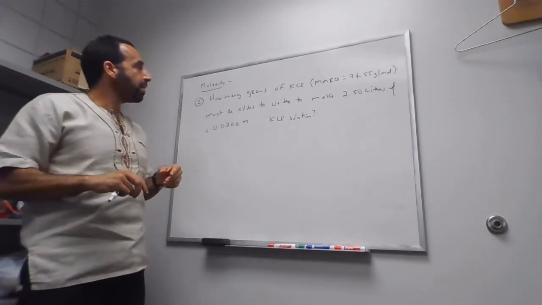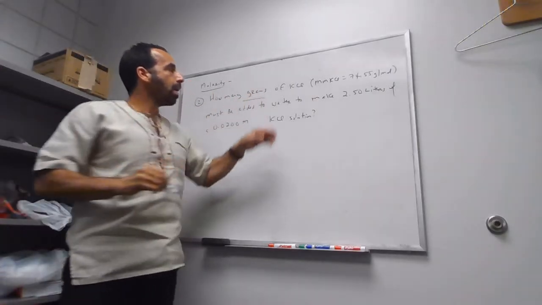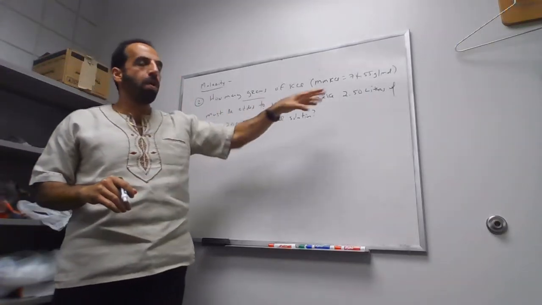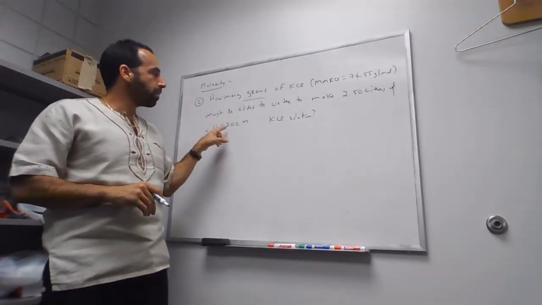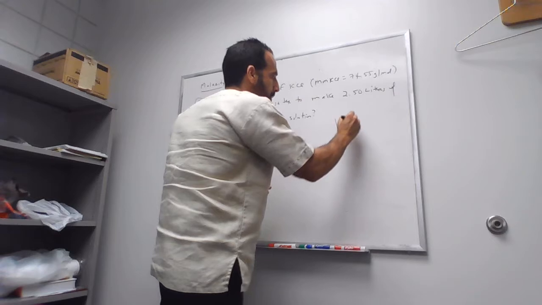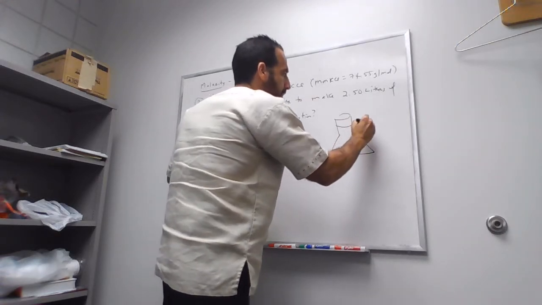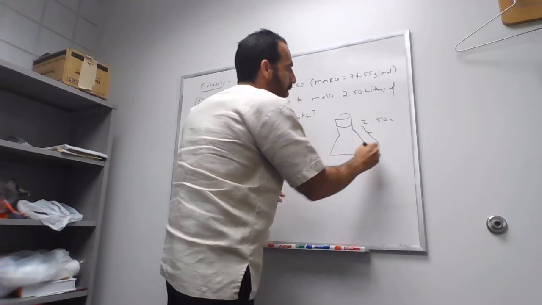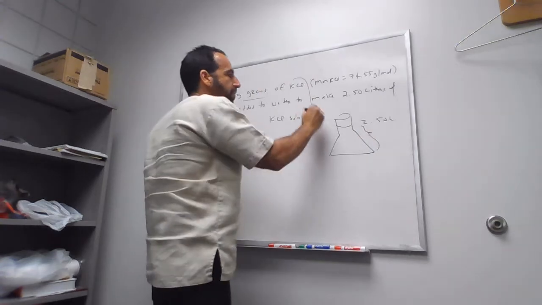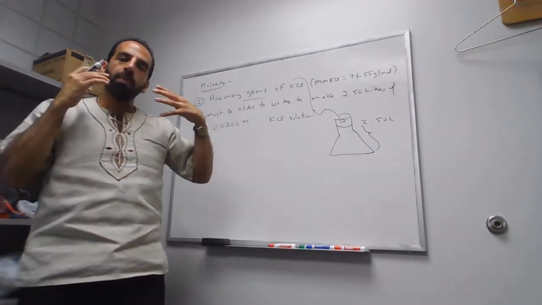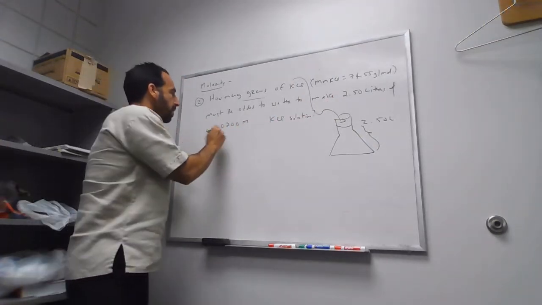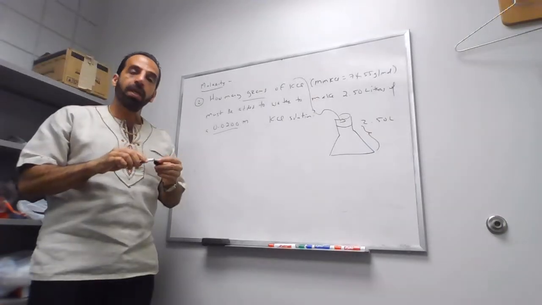So let's take a look at this one. In this case, it says how many grams of potassium chloride, I gave you the molar mass of potassium chloride, must be added to make 2.50 liters of a 0.0200 molar KCl solution. So basically, you have a container, and say it holds 2.5 liters. Most of that's going to be water. You want to figure out how much of this KCl you have to add so that when you mix it together, your total volume is 2.5 liters. My concentration now is going to be 0.0200 molar.